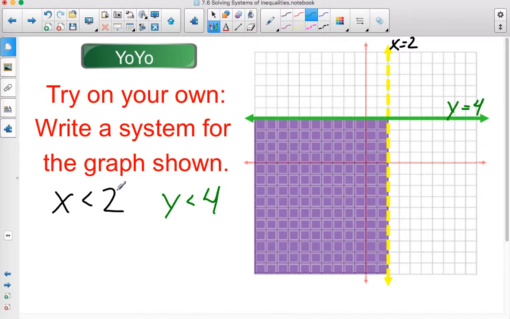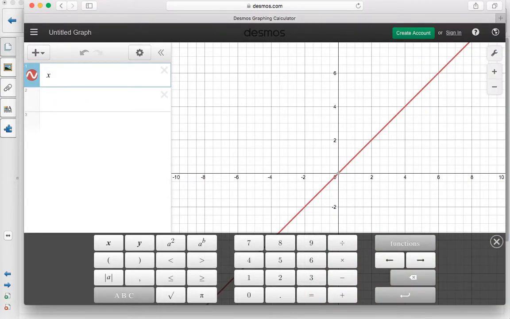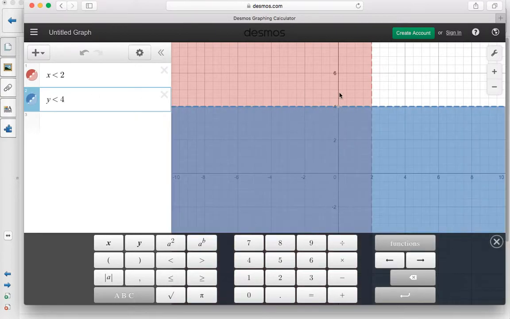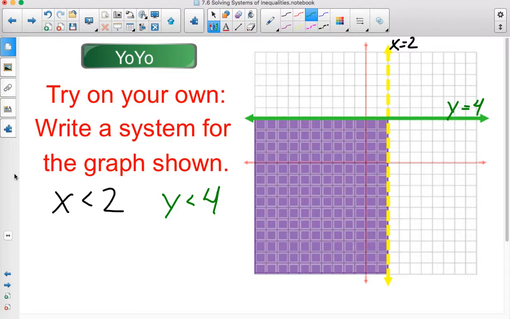If I graphed both of those inequalities, let's do it in Desmos real quick. X is less than 2, y is less than 4. So over here, x is less than 2, boom, y is less than 4. There's our two boundaries, and this purple region is the one that we had shaded in, the one that overlaps the two. Perfect. If you understand both ways, you really understand it.